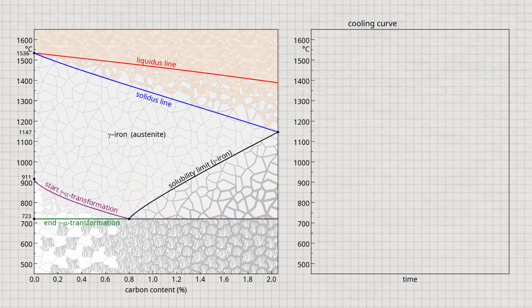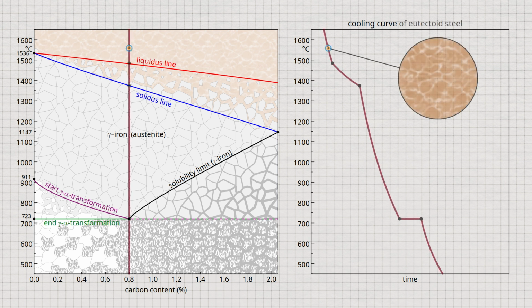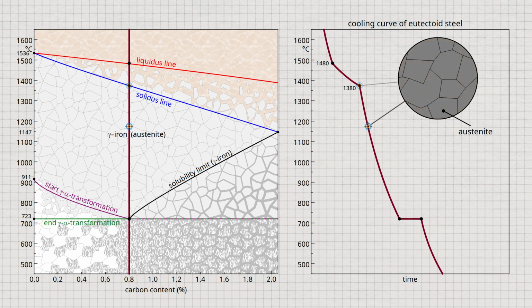In the following, the microstructure formation of selected steels will be explained in more detail. We will first consider a eutectoid steel with a carbon content of 0.8%. After the steel has solidified in a temperature range between 1480 and 1380 degrees Celsius, resulting in the formation of austenite, it finally undergoes the gamma-alpha transformation at a constant temperature of 723 degrees Celsius.